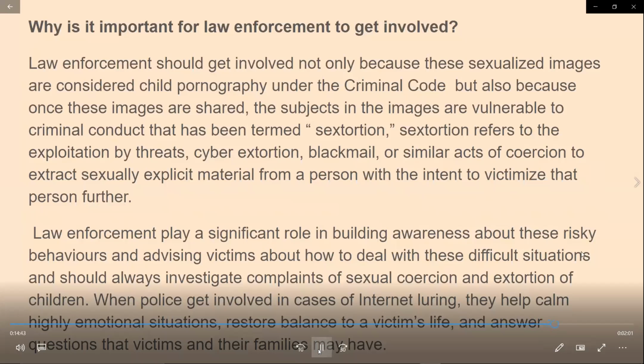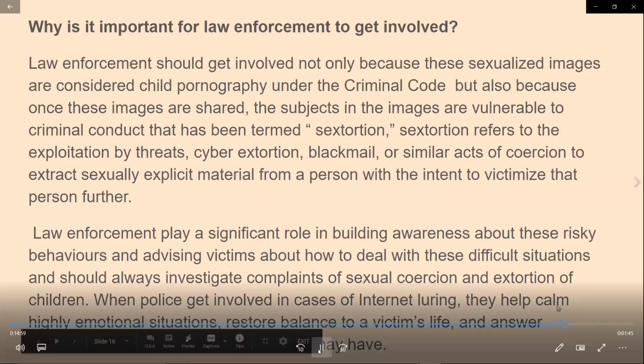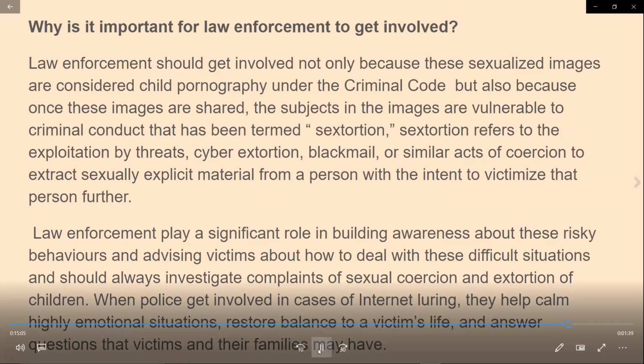Law enforcement plays a significant role in building awareness about these risky behaviors and advising victims about how to deal with these difficult situations, and should always investigate complaints of sexual coercion and extortion of children. When police get involved in cases of internet luring, they can help calm highly emotional situations, restore balance to a victim's life, and answer questions that victims and their families may have.